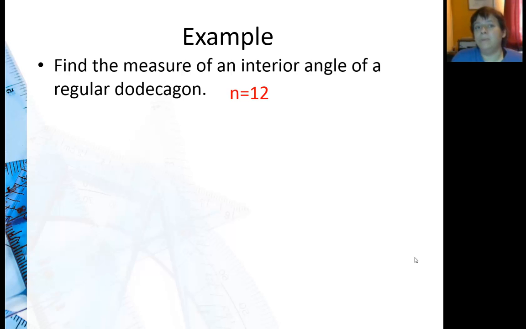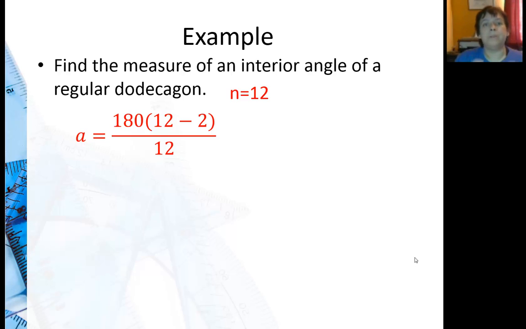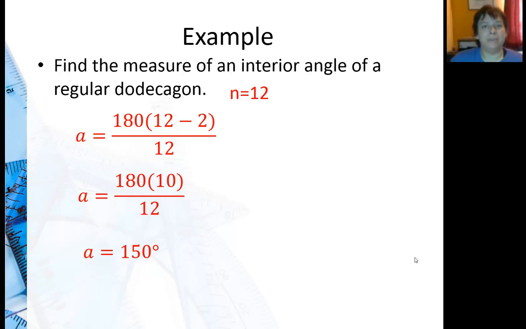So in this example, we're going to find the measure of an interior angle of a regular dodecagon. Dodecagons have 12 sides. So I'll write down the formula. The angle is 180 times (n minus 2) all over n. So it's the total number of degrees over the number of sides. Basically, 12 minus 2 is 10. Do the multiplication and divide by 12, and I get 150 degrees.